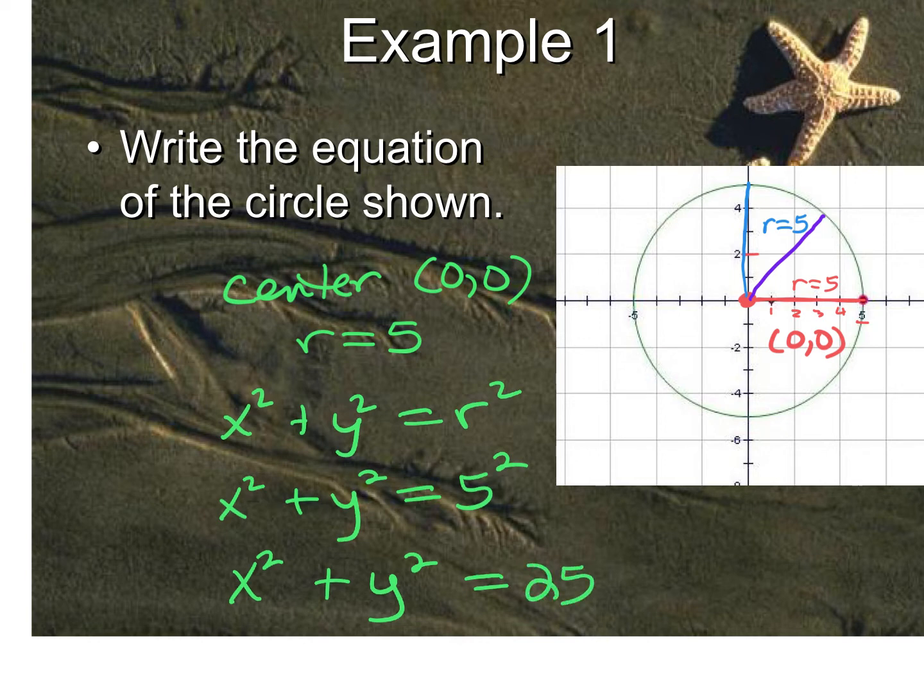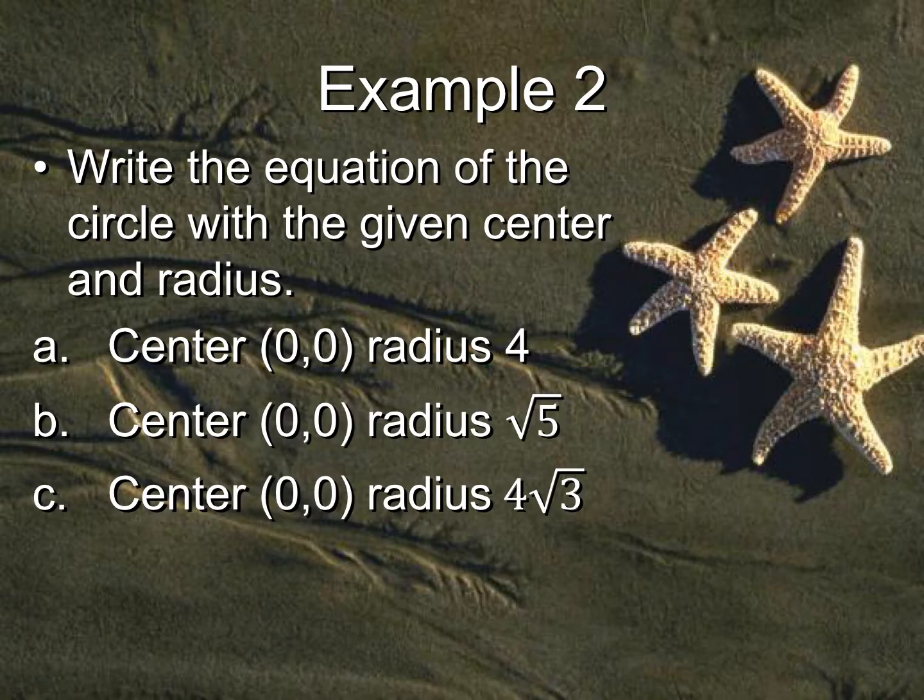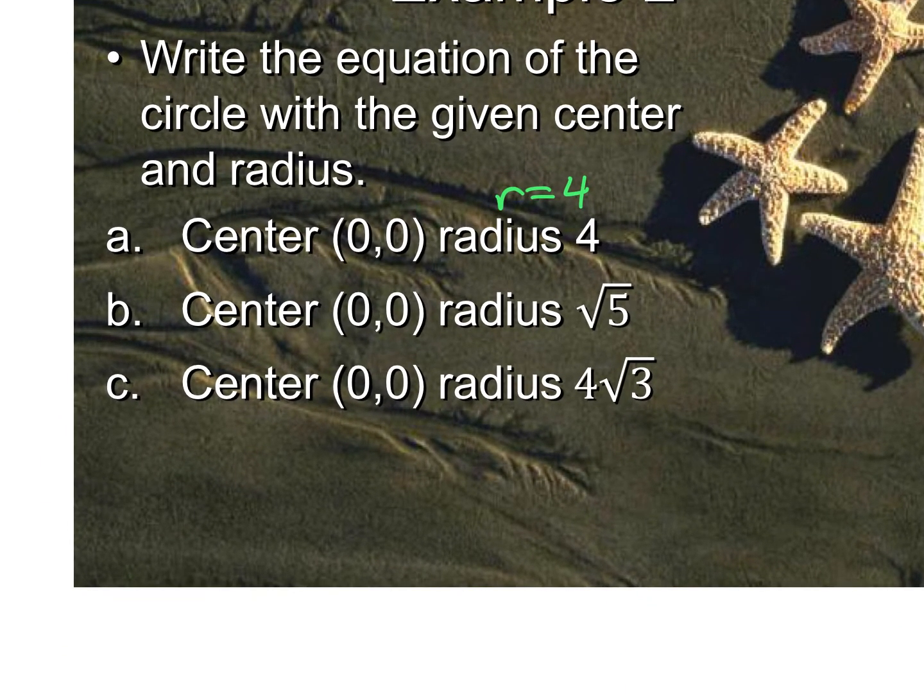So now we have 3 examples. Again, it wants us to write the equation of the circle given a center and a radius. So again, remember the radius is going to be the letter r in our formula. And all I need to do for part A is x squared plus y squared equals r squared, which is 4. And then I'm going to square it.